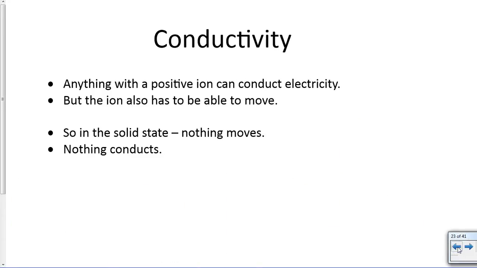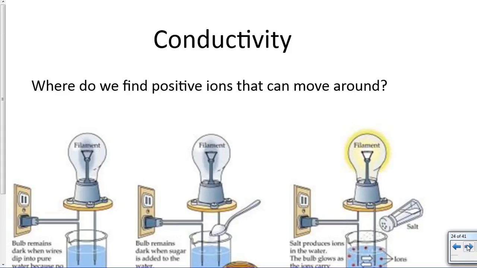So anything with a positive ion could actually conduct electricity, but that ion has to be able to move around. It's essentially like if people are playing a game of keep away. Whatever you're playing keep away with is the electron, and everybody tossing it back and forth are the positives. If they can't move, they're likely going to get caught. In the solid state, nothing moves for ionics or moleculars. So unfortunately, nothing can conduct as a solid. Foreshadowing.